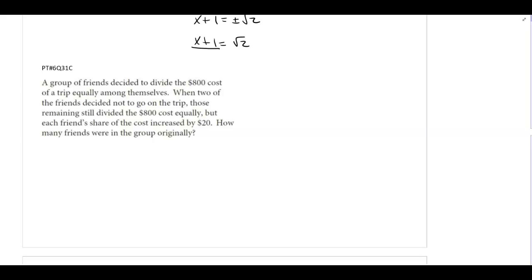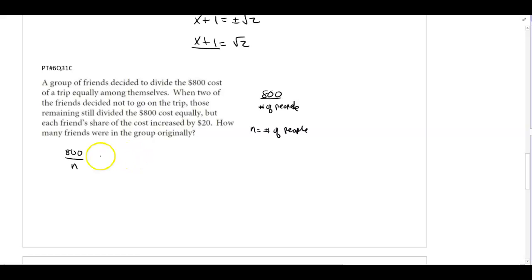All right. So first off, the original cost, remember, would be 800 divided by the number of people. And what we're going to do is say n represents the number of people. So when I look at it, this 800 divided by n is the original cost. Then, when 2 of the friends decided not to go on the trip, those remaining still divided the $800 cost equally. But each friend's share went up $20. How many friends were in the group originally?